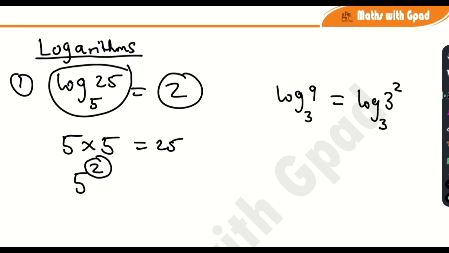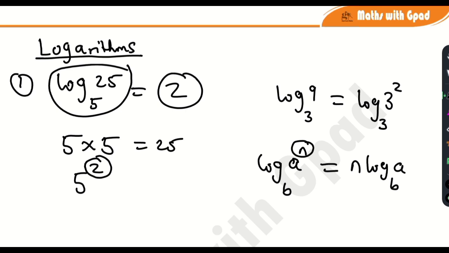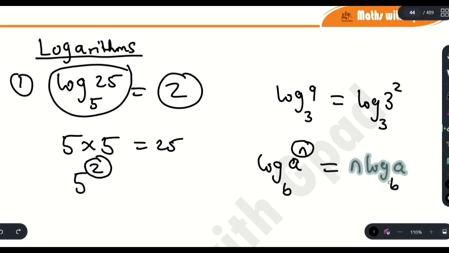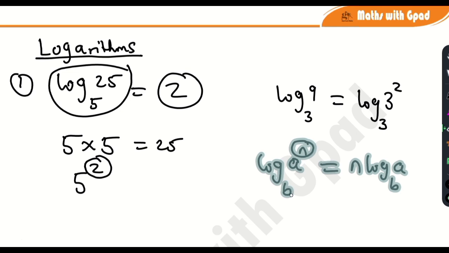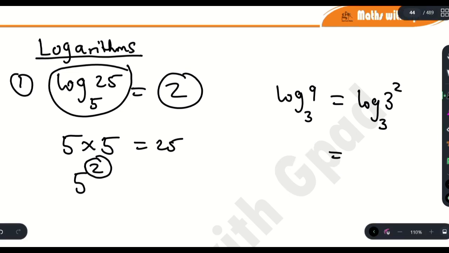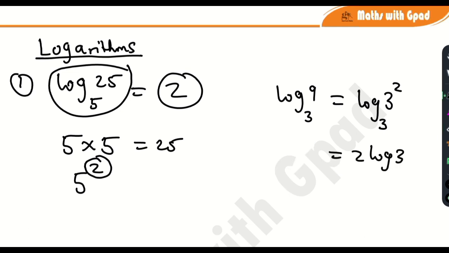From one of the laws of logarithm, let's say you have log a base b, and this a has an exponent of n. You can take this exponent to become the coefficient. In other words, you can multiply the logarithm by the exponent of a. So this can be written as n times log a base b. So coming back to this particular problem here, if you want to evaluate this, the 2 will be used to multiply the logarithm, and you're going to have 2 log 3 base 3.